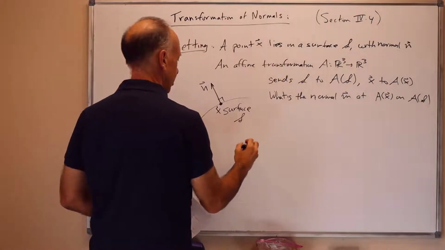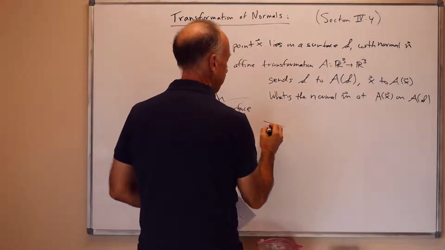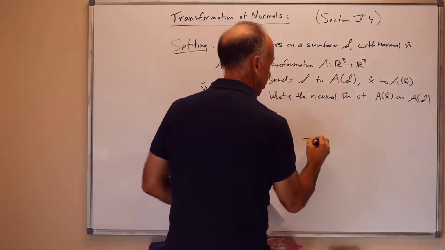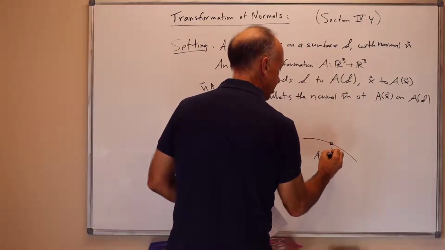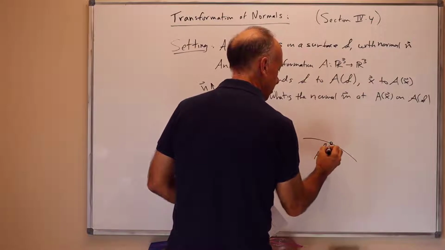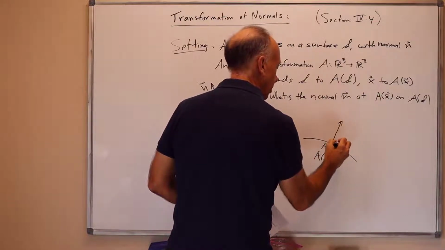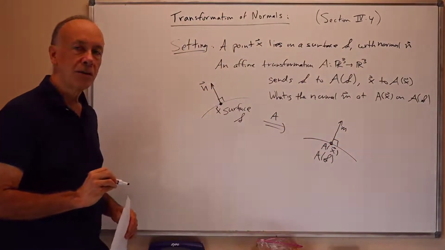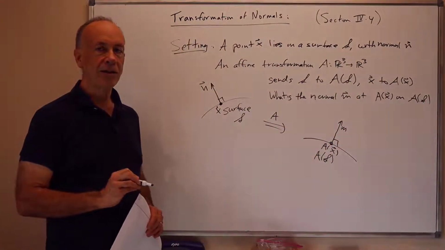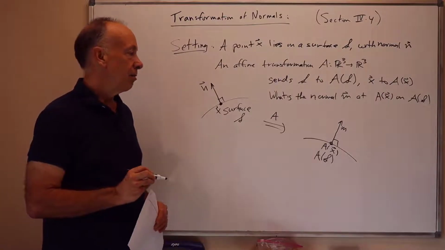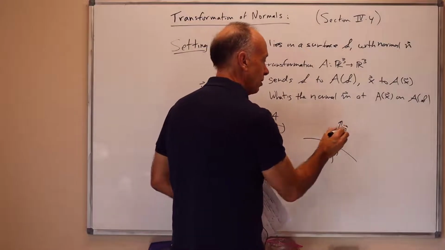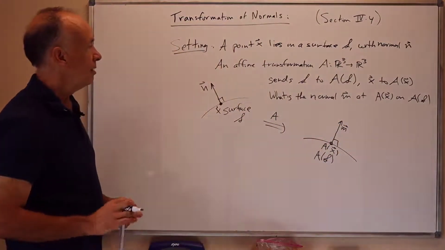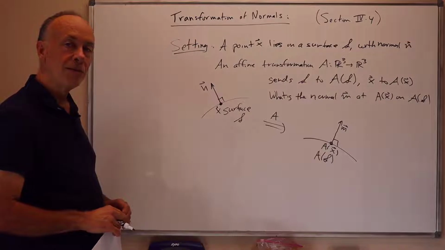So our picture here is that the transformation A has sent the surface someplace else in space. X is still on the surface, so here's A of X. It's got a normal vector M here. And we don't require them to be unit vectors. We're not particularly concerned about the length of the vectors here because we can always normalize them. But we want to know the direction of the normal vector M on the transformed surface. And we'll want to see what happens here.